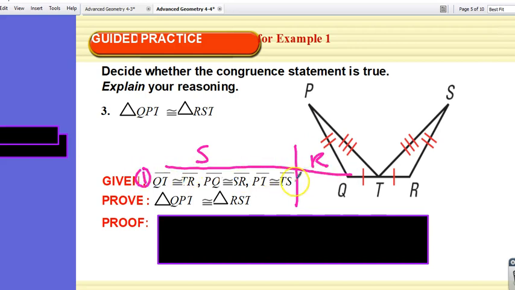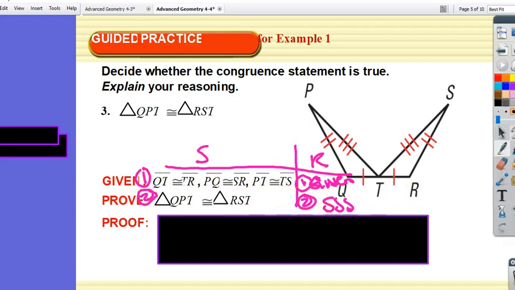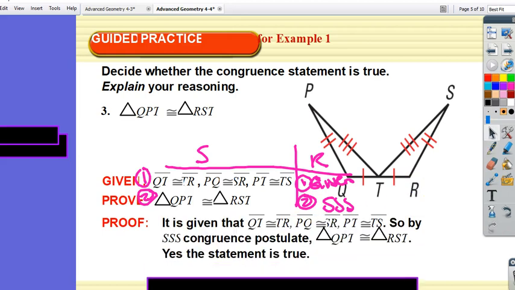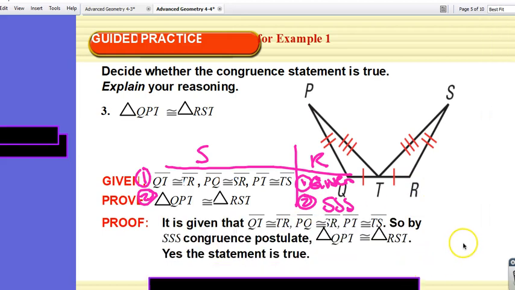Statement 1 is all that. Why? Because it's given. Statement 2 is my proof statement. Why? Side, side, side congruence postulate. Make sense? They gave you everything you needed to know. That is the easiest proof you'll ever have. Here's my givens. They're congruent. This is why. Side, side, side.